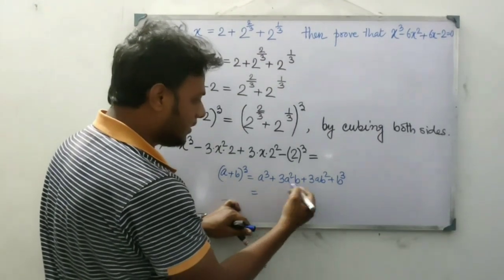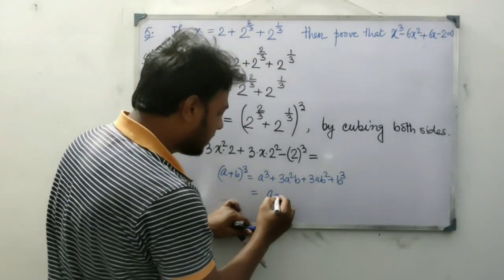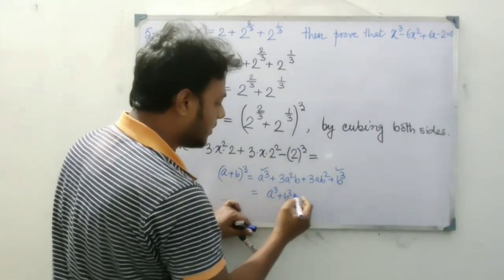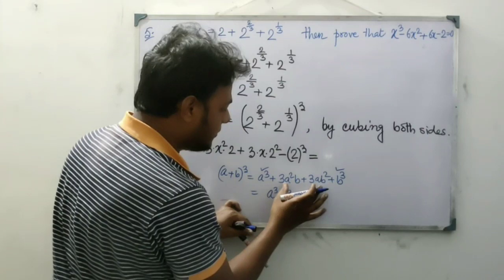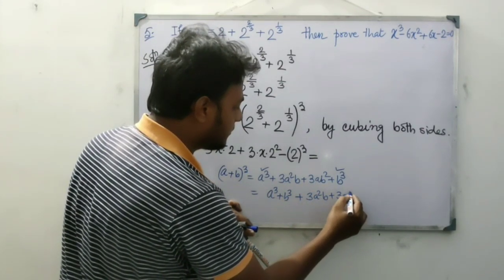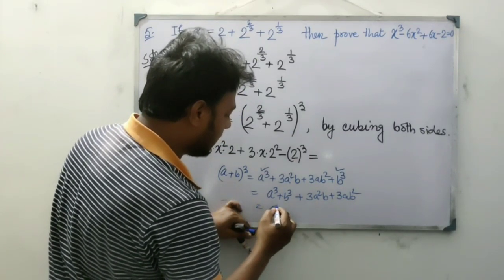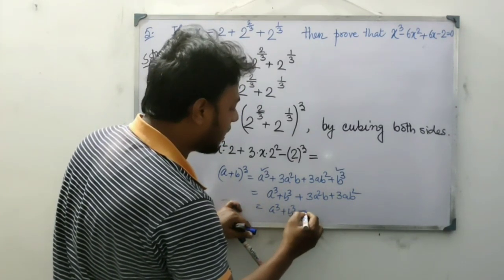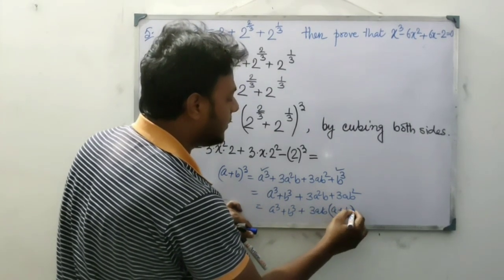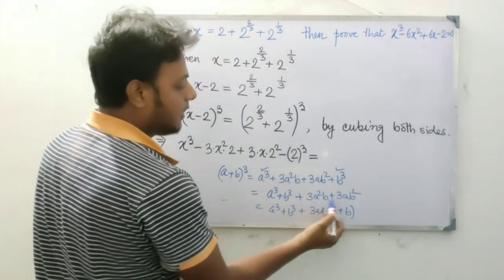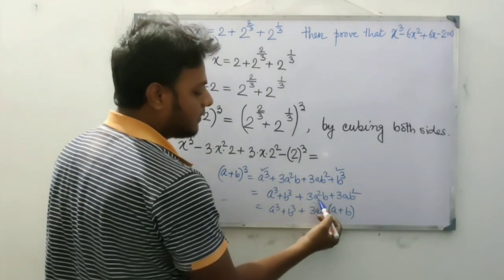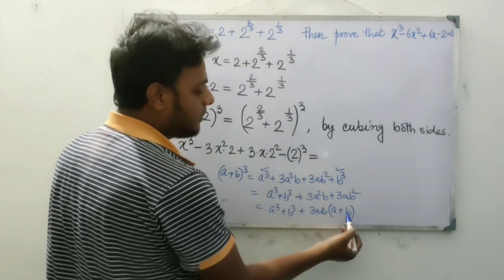This can be rearranged as a cube plus b cube. Suppose I am considering these two terms on one side, and from these two terms we can write 3a square b plus 3ab square. After that, a cube plus b cube keep unchanged, and take common 3ab from the last two terms. Then it will become 3ab into (a plus b). From the last two terms we have taken 3ab common, then what is left in the first term is a and in the second term is b, so a plus b.